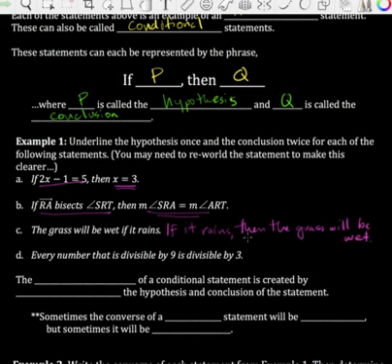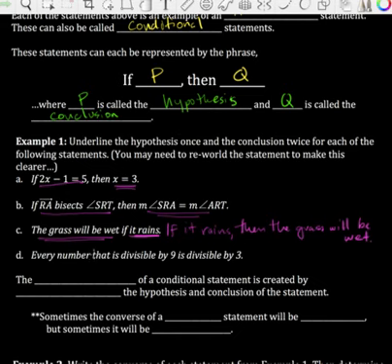So now we can see what the hypothesis is. It's the part where it says it rains. So I'm going to come over here and I'm going to underline it rains once. The conclusion, the thing that will definitely be true if this hypothesis turns out to be true, is that the grass will be wet. So the grass will be wet. We'll get 2 underlines. In part D, we have another one where we're going to have to reword it.